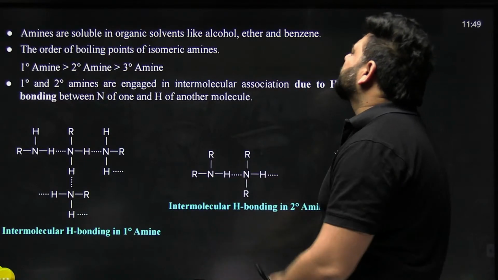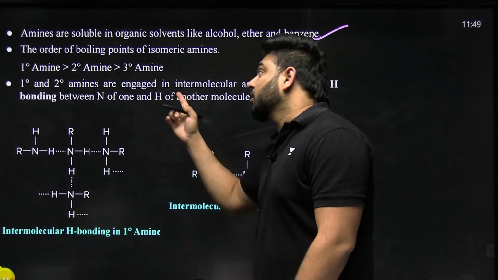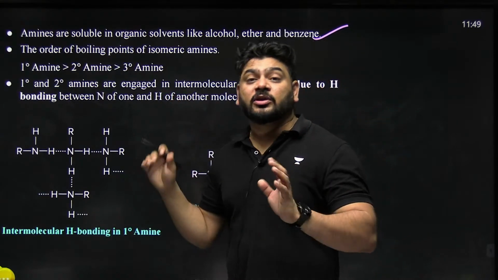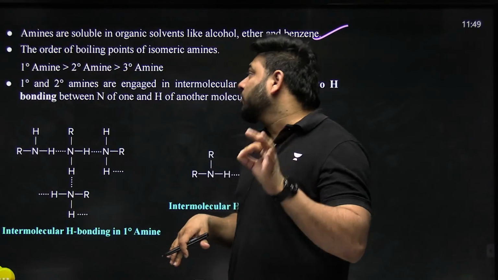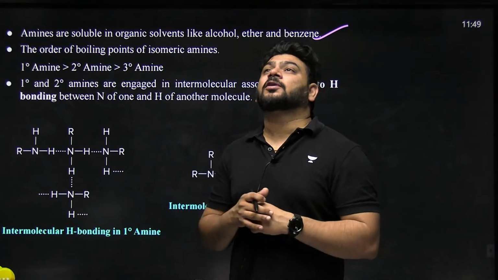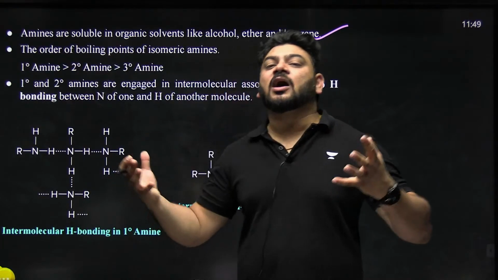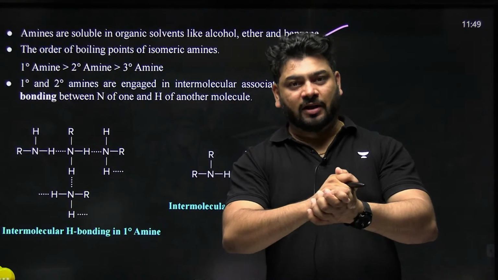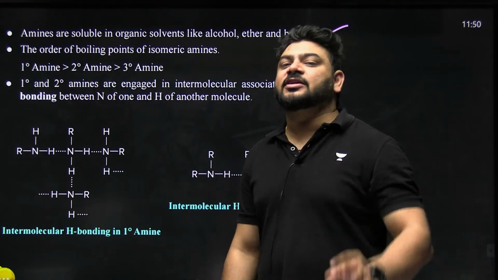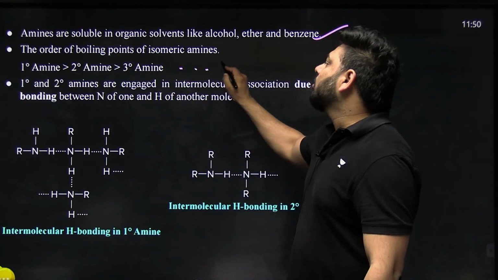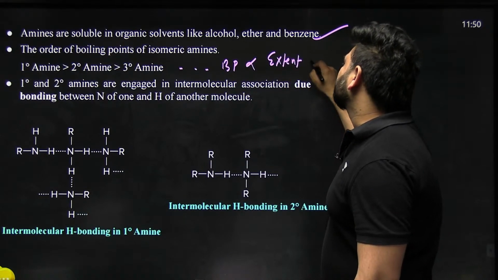Amines are soluble in organic solvents like alcohol, ether and benzene. The order of boiling point is 1 degree, 2 degree, 3 degree. Earlier I was thinking it should be 3 degree, 2 degree, 1 degree, but it's not like that. Why? Because the more hydrogens on nitrogen, the more extensively they can form H bonds, and they stay close with more molecules. So 3 degree will have the least extent of H bonding. The order of boiling point is directly proportional to the extent of hydrogen bonding.